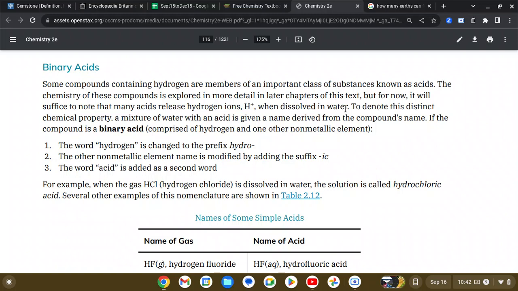1. The word hydrogen is changed to the prefix hydro. 2. The other nonmetallic element name is modified by adding the suffix "ic." And 3. The word acid is added as a second word. For example, when the gas HCl, hydrogen chloride, is dissolved in water, the solution is called hydrochloric acid. Several other examples of this nomenclature are shown in Table 2.12.